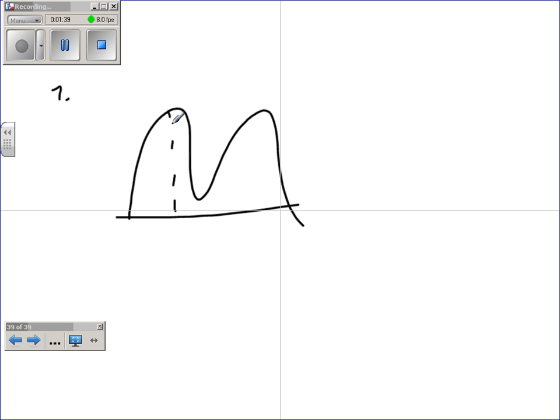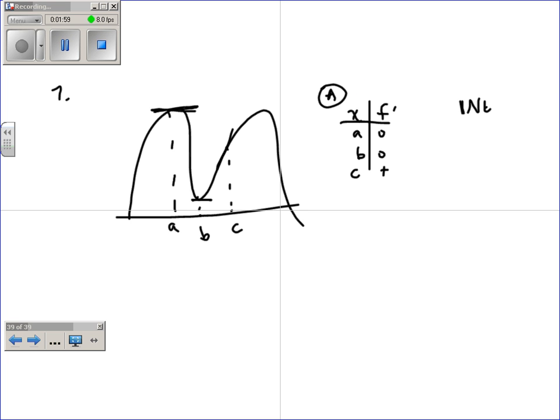Next number, oh, there's no 6. Number 7, I did the most in class. If you look here at A, the slope, which is the derivative, is 0. At B, the slope is also 0. And at C, we have a positive slope. So you're looking for the one that has A, 0, B, 0, C, some positive number. Since we're talking about the derivative, that is A. 4 does not exist. It would look like a sharp point.